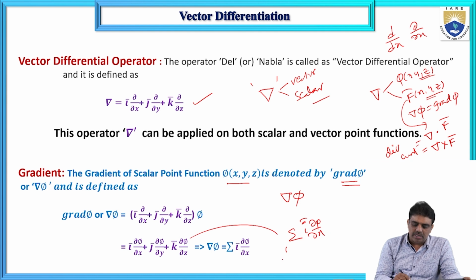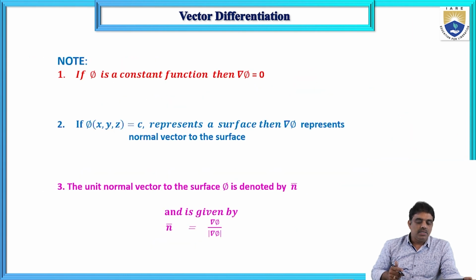On expanding, you will get i bar ∂φ/∂x plus j bar ∂φ/∂y plus k bar ∂φ/∂z. Here we use the notation summation i bar ∂/∂x, which means it will give all the three terms. Now what is the gradient? What is the use of the gradient?